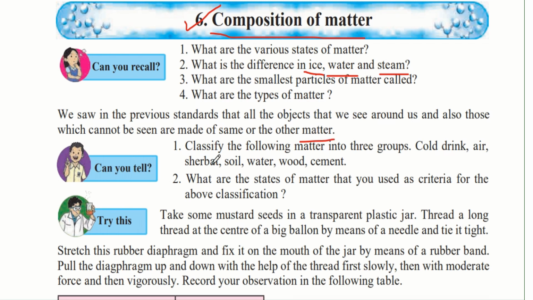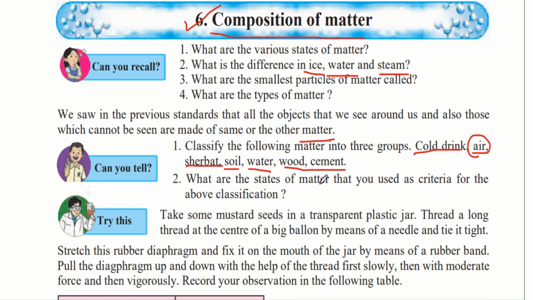Can you tell? Classify the following matter into 3 groups: cold drink, air, sharbat, soil, water, wood, cement. So we have to classify these whether it is a solid, a liquid or a gas. So a cold drink is clearly a liquid because we can drink it. Air that we cannot see is made up of gases. A sharbat is also similar to a cold drink and therefore it will also be a liquid. Soil is very small particles of solid. Water is a liquid. Wood and cement both are solid.